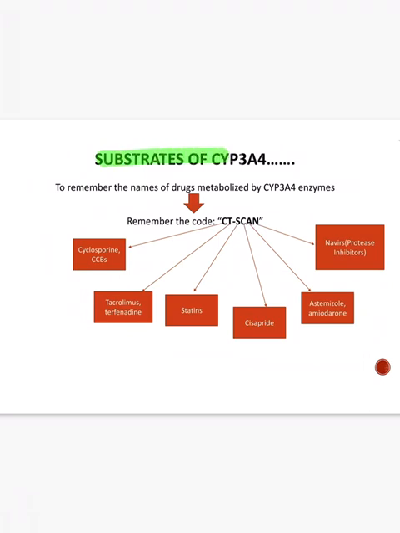Now coming on to the substrates of CYP3A4. Okay. So basically, these are the names of drugs that are metabolized by this enzyme. So the mnemonic is CT scan. Okay. C for cyclosporine, and C for calcium channel blocker. T for tacrolimus, okay, which is an immunomodulator, and T for terfenadine, okay. S for statins, which are lipid lowering drugs. Then you have cisapride, mosapride wala category drug. Then for A you have amiodarone, okay, which is again an anti-arrhythmic drug. Then N means navir, which is a protease inhibitor. Can you recall some protease inhibitors like lopinavir? Then you have ritonavir. Okay, so these are some of the protease inhibitors.